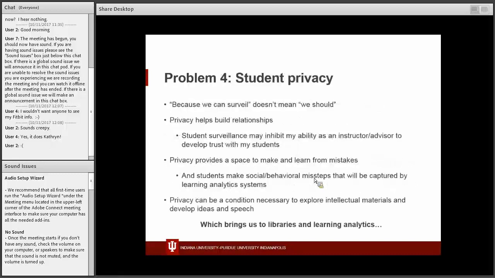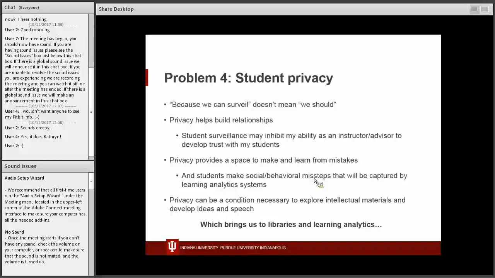Problem four, student privacy. Just because we can surveil students doesn't necessarily mean we should do it. We have to be aware that privacy is valuable for a lot of different reasons. One, privacy helps us to build relationships. Privacy helps us to keep information disclosures to a minimum until a point where we think it's okay to disclose information about ourselves, where we trust that other individual to do with that information things that we think will not only benefit us, but benefit our relationships.